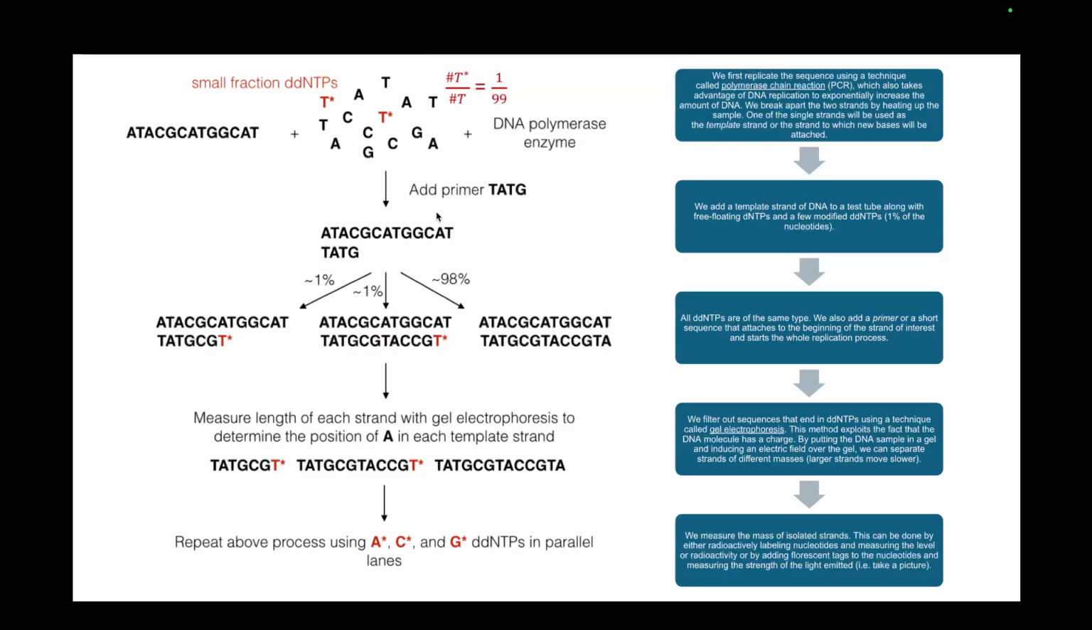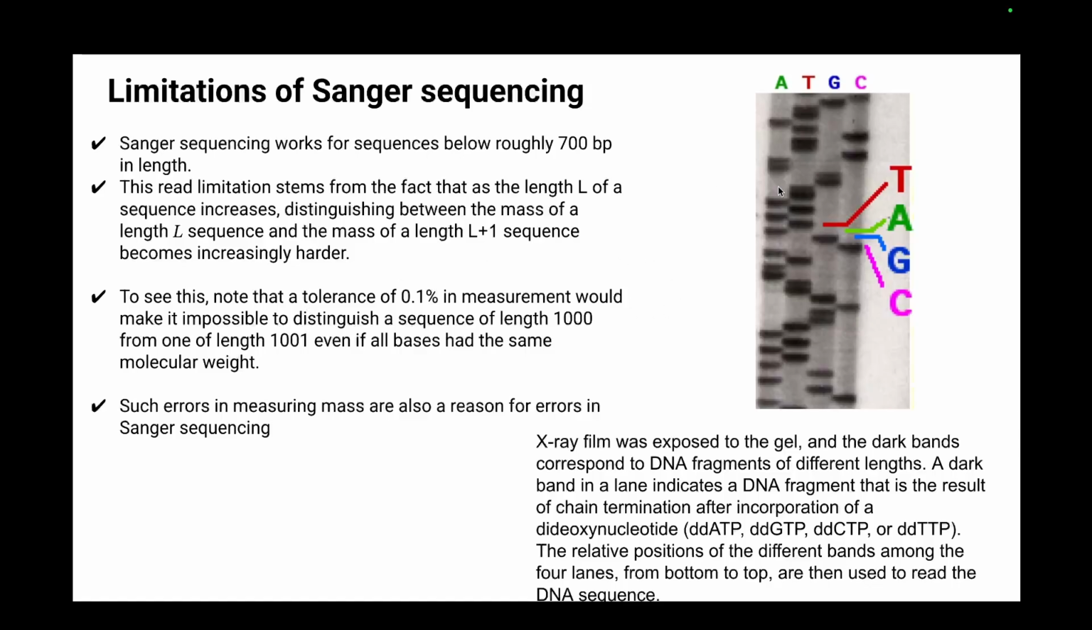This is the Sanger sequencing protocol: you have a lot of dNTPs, which are your normal ATGCs. Then you have a small fraction of ddNTPs, like 1 to 99% fraction. Then you add the DNA polymerase enzyme, and wherever the ddNTP gets attached, the sequence gets terminated. After that, replication does not happen. Then you measure the length of each strand in gel electrophoresis. It will come as consecutive bands, and you can get the whole sequence from these bands, right?